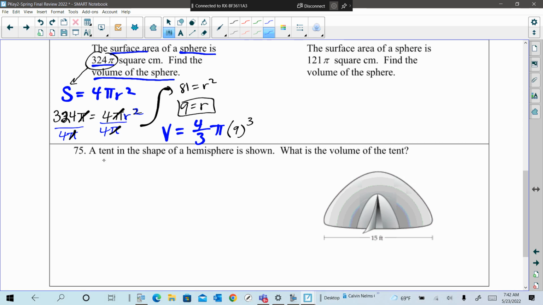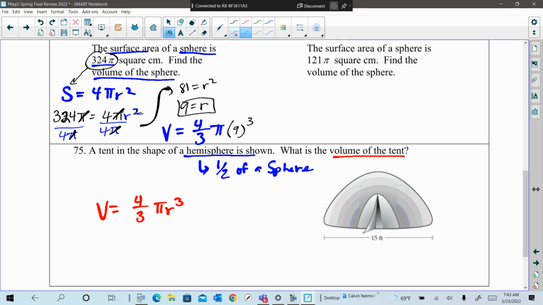Guys, this was one of our most missed. Understanding a hemisphere is half of a whole sphere. I want you to find the volume of the tent. Some of you did this on the test, which is fine to start off with, but then you have to divide it by 2. You've got to take half of it. When you do that, this gets simplified as 2/3 pi r cubed.